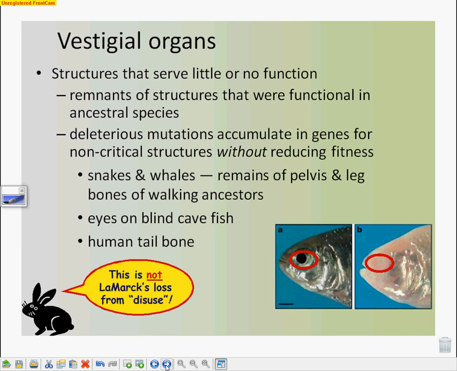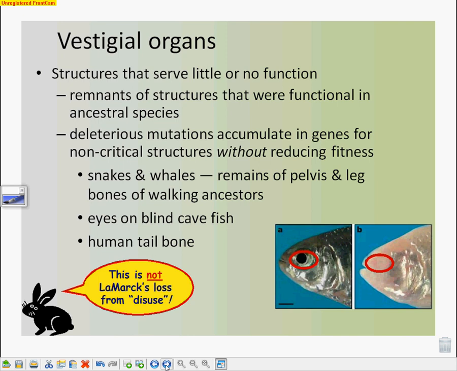However, there's a reason why we still have these traits. A vestigial organ is defined as a structure that serves little or no function. What we think is that this is a remnant of something that used to have some sort of function in our ancestors. So we just have these mutations that have accumulated in our genes, but they haven't reduced our fitness. They're still allowing us to survive and reproduce.